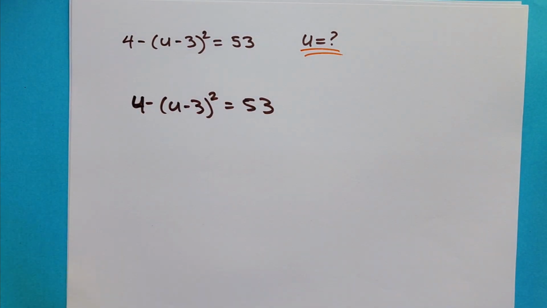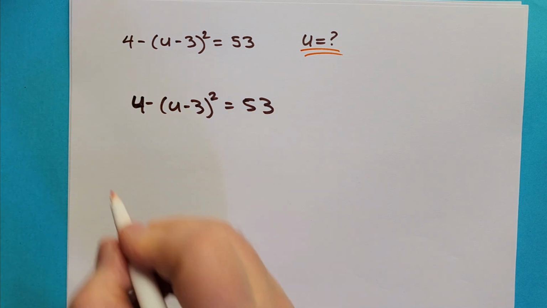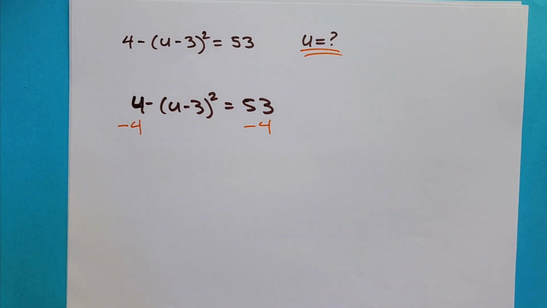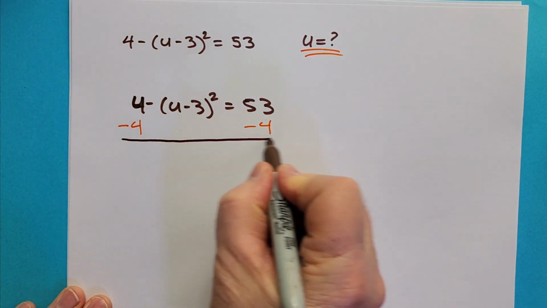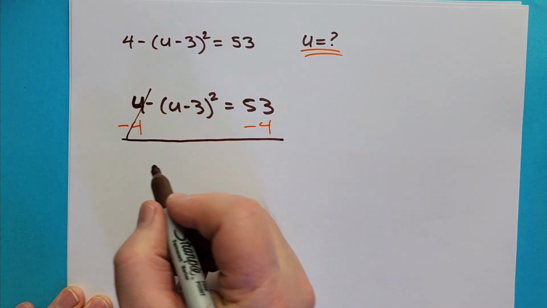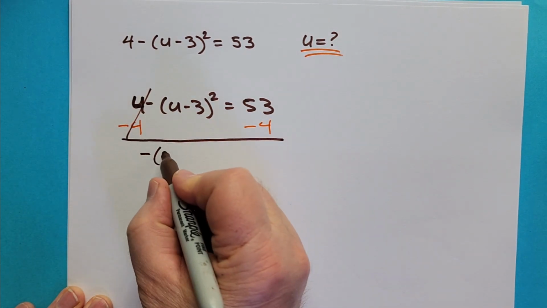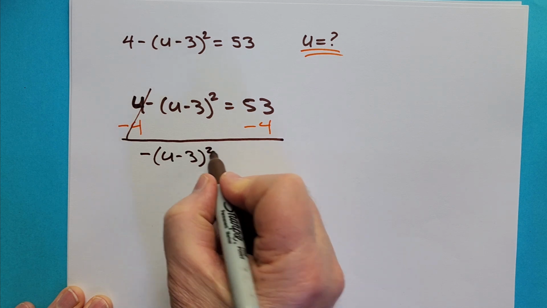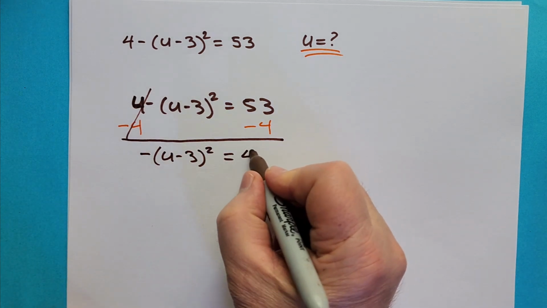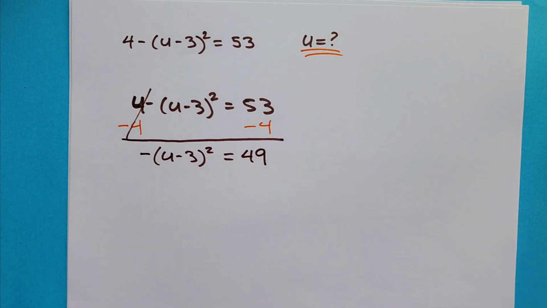Okay, so now we have to move that 4 using the additive inverse. So the inverse of positive 4 is negative 4. So we'll subtract out 4 on both sides of the equation. And again, when I use the additive inverse, I like to put a sum line in there. So these cancel out. Notice the negative sign is still there. So the negative sign is attached to the quantity u minus 3 squared. And 53 minus 4 is going to give us 49.